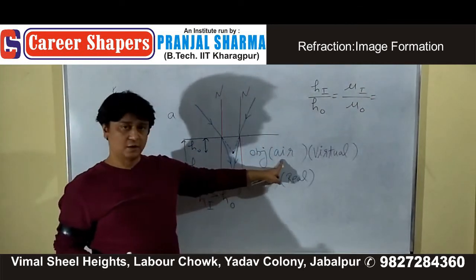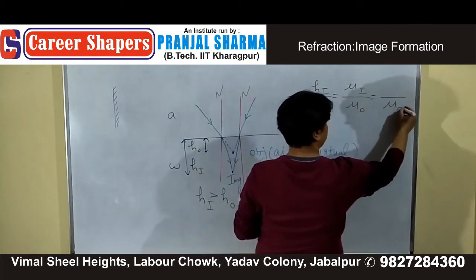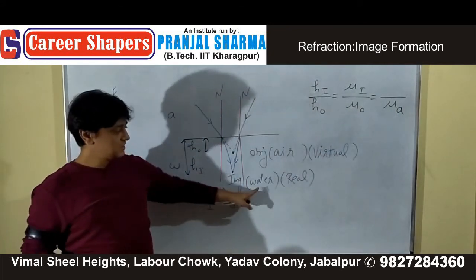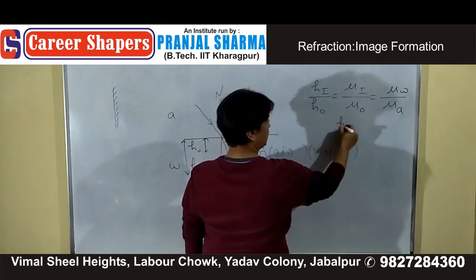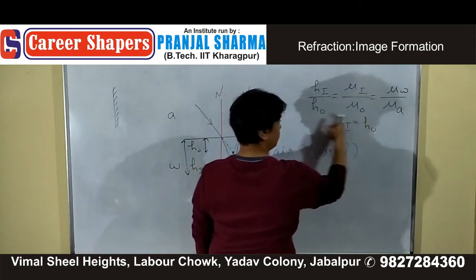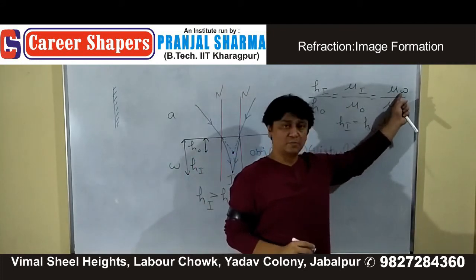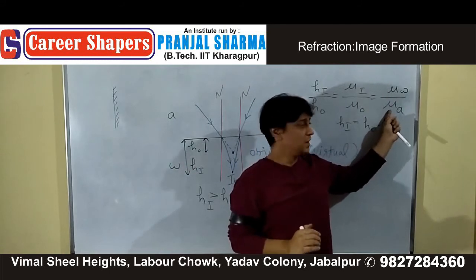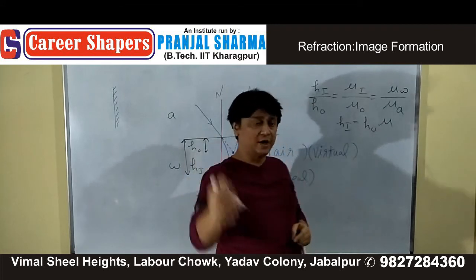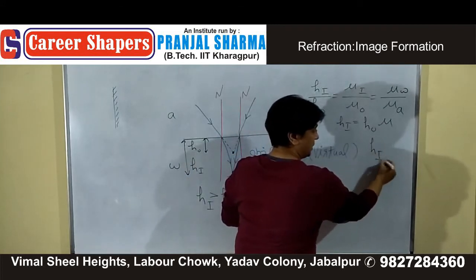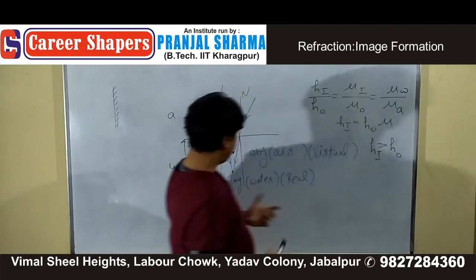Object is in air, and therefore mu o is simply mu air. Image is in water, mu I is mu water. Hi therefore is ho multiplied by mu water upon mu air. Mu air is what? 1. You can see that you're multiplying ho with a number which is greater than 1, 3 by 2. That means hi is greater than ho. That's your observation.